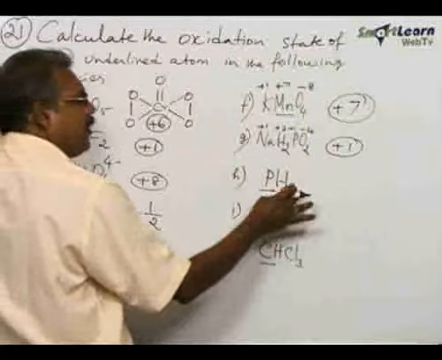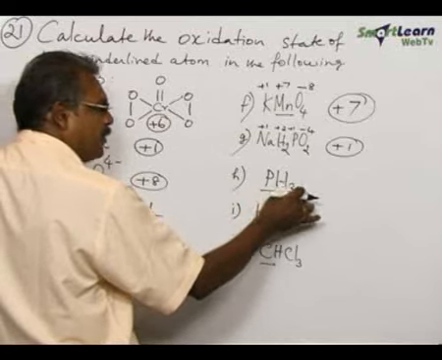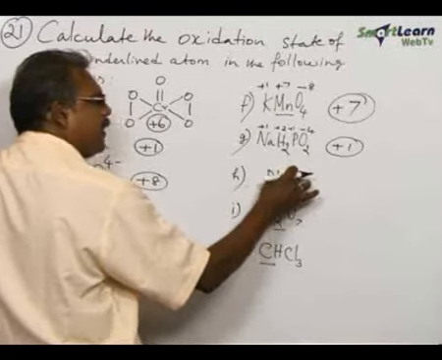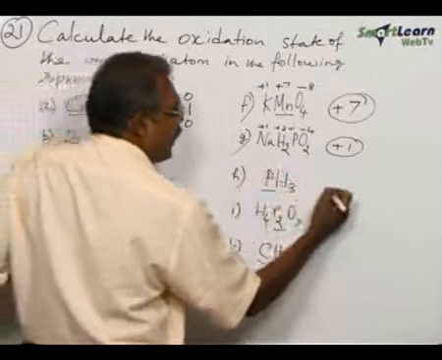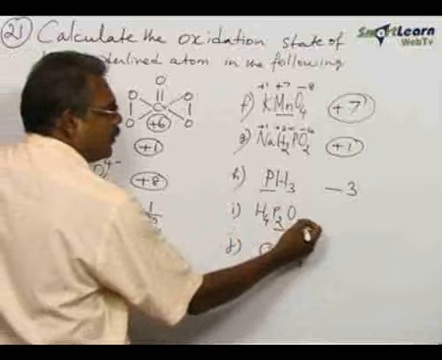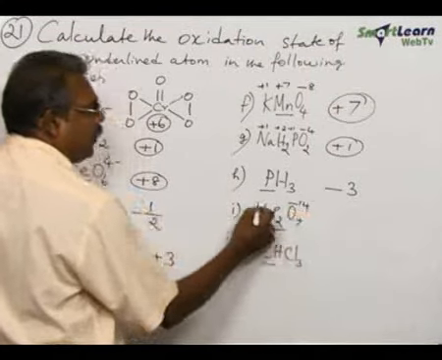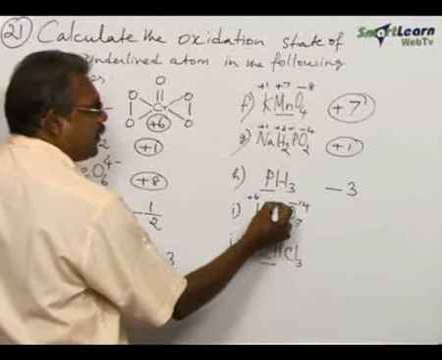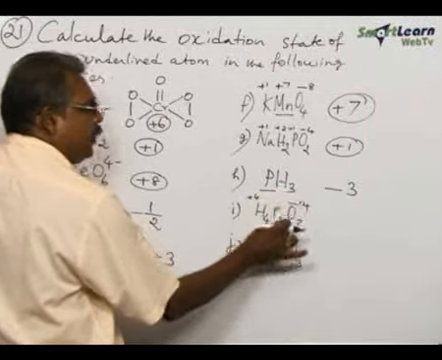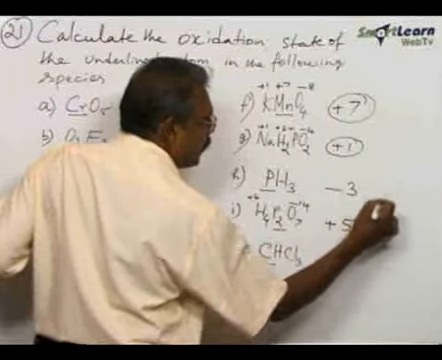Then PH3, this is a non-metallic hydride. Here hydrogen exhibits +1 oxidation state. Therefore, +3 for the 3 hydrogen atoms. Here it must be -3 for that phosphorus. And H4P2O7. So 7 into -2, so -14, and +4. So net result +10. +10 is shared by 2 phosphorus atoms. Therefore, each phosphorus is +5.